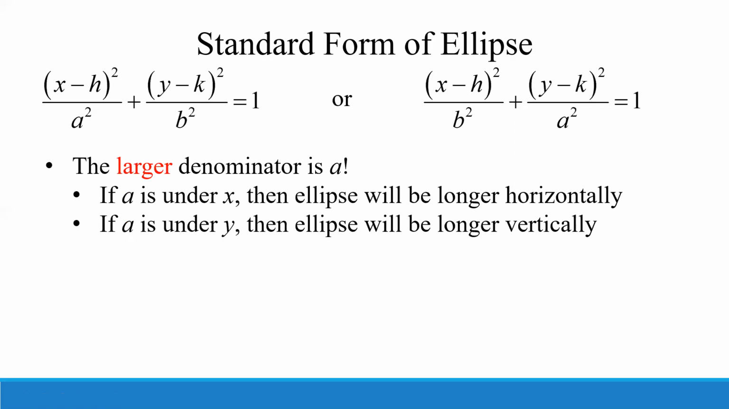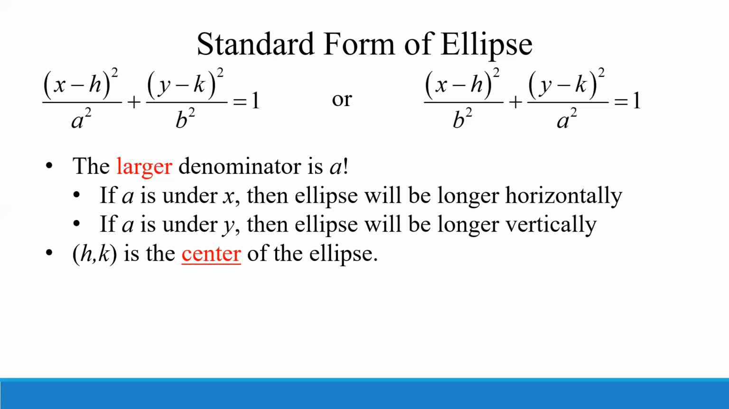If the bigger number is under the x, it's going to be longer horizontally. And remember, an ellipse is like an oval. It's a fancy word for an oval. And if the a is underneath the y, the bigger number underneath y, then it's going to be longer vertically. Okay, so as we get into graphing these things and finding the different attributes, that's where the key point of this is all going to come from.